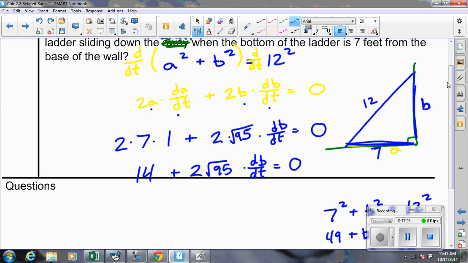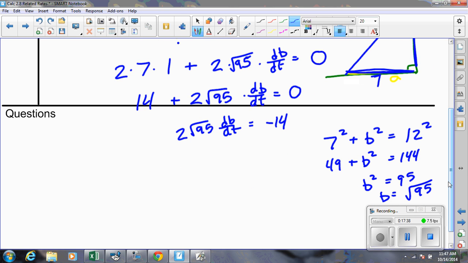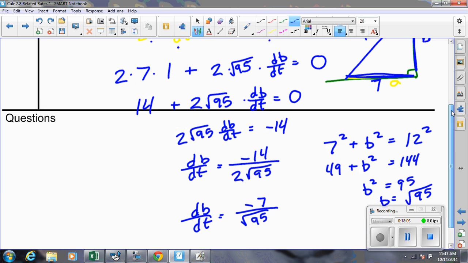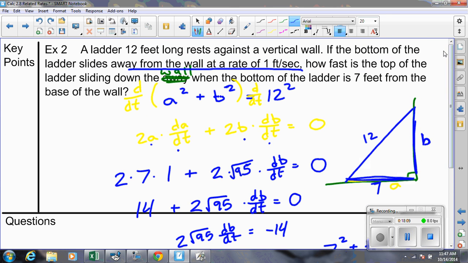Subtract 14. So we'd have 2 times the square root of 95 dB dt equals negative 14. And dividing by the constant, we'd have dB dt equals negative 14 over 2 times the square root of 95. That simplifies to be negative 7 over the square root of 95. And our label for that is feet per second.